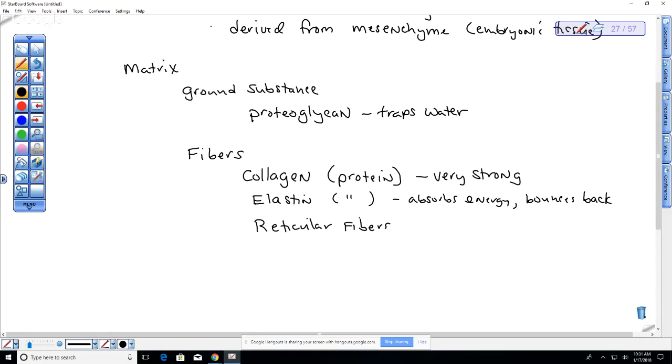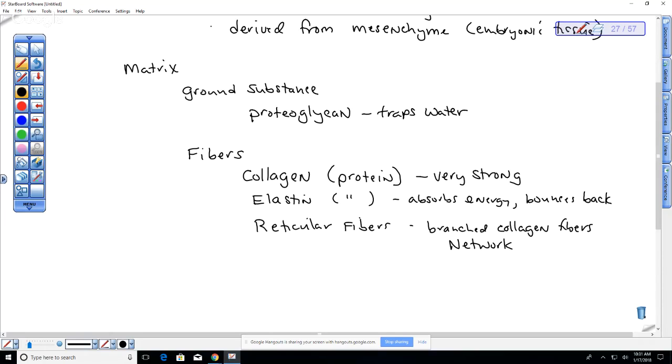And when you see reticular, you want to think network. So these are actually small branched collagen fibers that create a network. So branched collagen fibers. And it is a network.